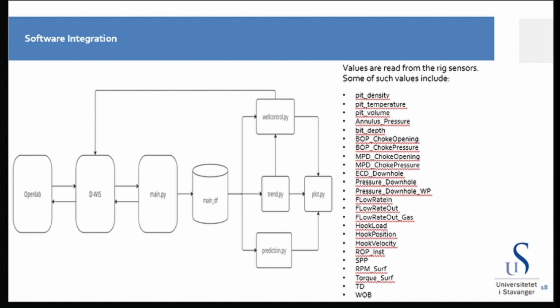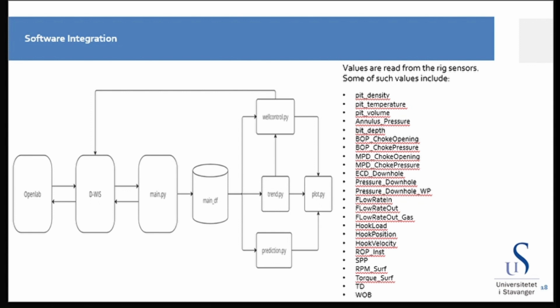All this data can be and will be saved in our main data frame, and then we will be using the four parameters that we actually can set in DVIS. Two of them are very important: one is MPD choke opening and the other one is BOP choke opening. So we will mainly be using these two parameters to play with and then control the kick.